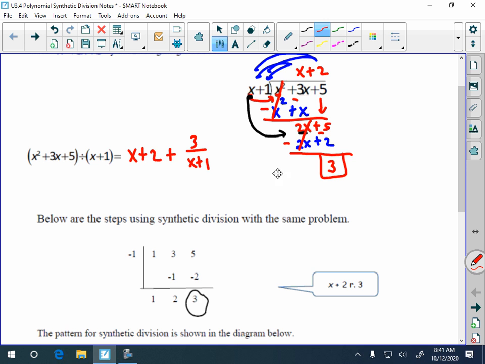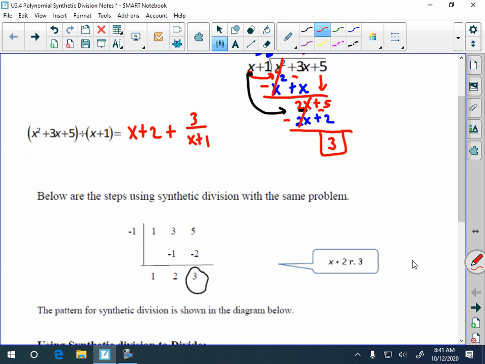So we're going to look at how this is set up using what's called synthetic. So if you look at the problem, we kind of get rid of the x's, okay? And so this outside number, this negative 1, comes from this x plus 1. It's just the opposite sign though, all right? Because it's a binomial, x plus 1, we change the sign, and that's the number that's going to go right there on the outside. Then we do this upside down long division, okay? So trace it, upside down long division.